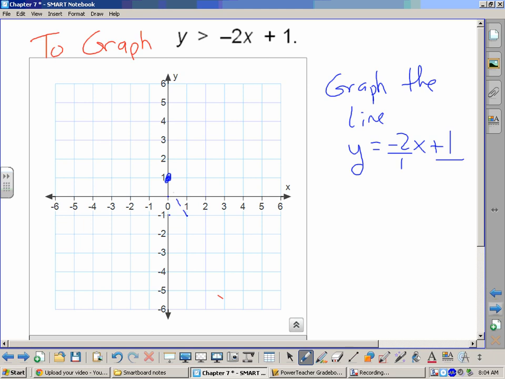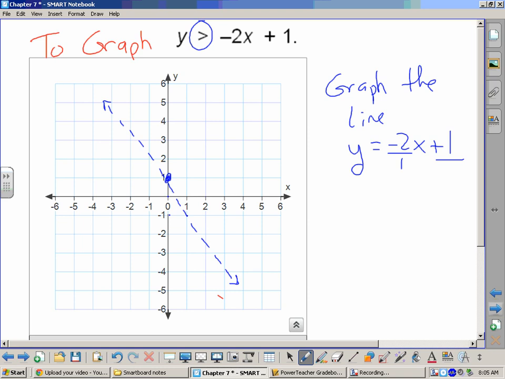Now, remember, because our inequality had no line underneath it, I'm going to do a dashed line. So that's what it means to be a dashed line, and that is because our original inequality up here does not have a line underneath it, so we do it dashed.